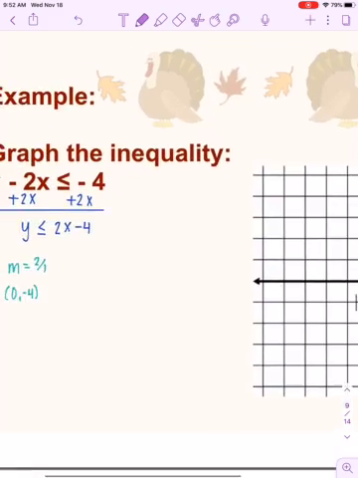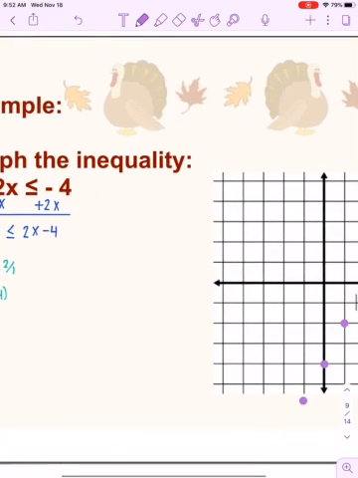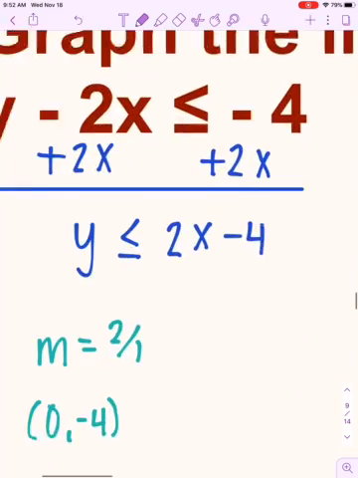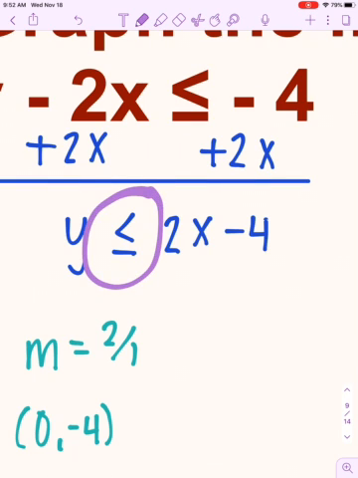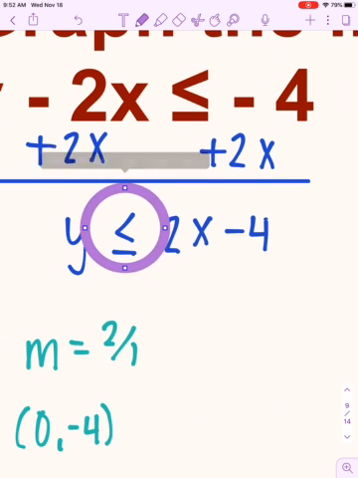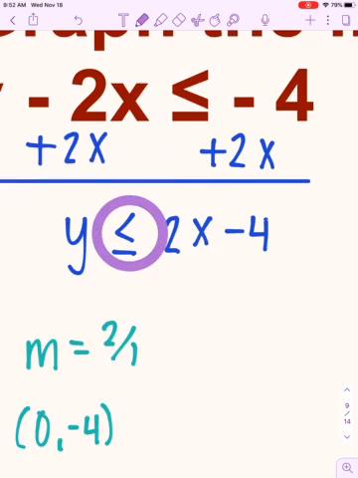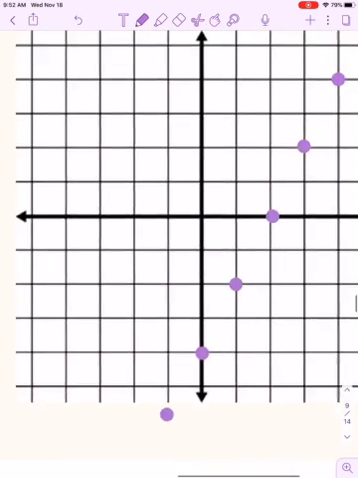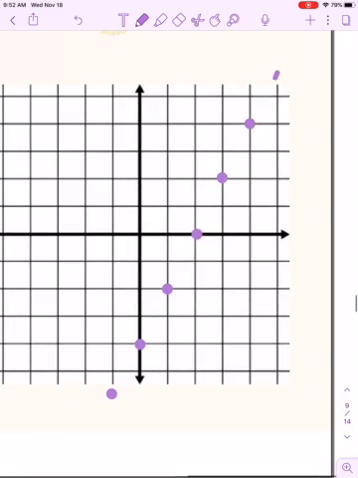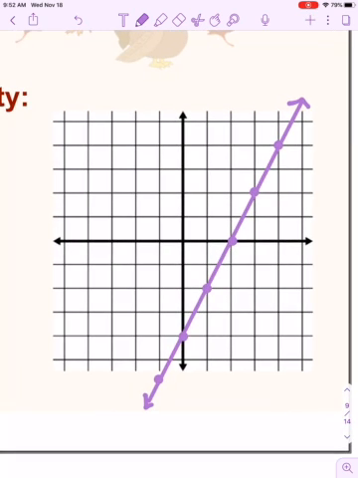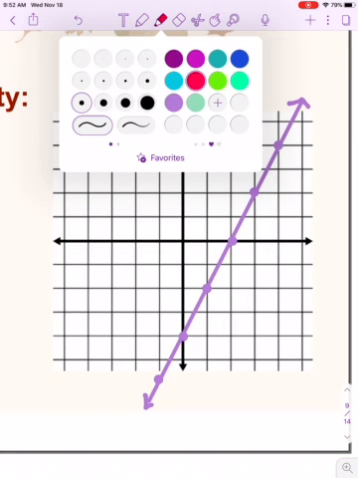Before I just jump right into connecting it, I have to look at my inequality. So this is where it starts to change a little bit. My inequality was a less than or equal to, so the fact that there is that line underneath means the line I get to draw is solid. So I am going to connect these with a solid line. Okay, but we are not yet done because we do have to shade.